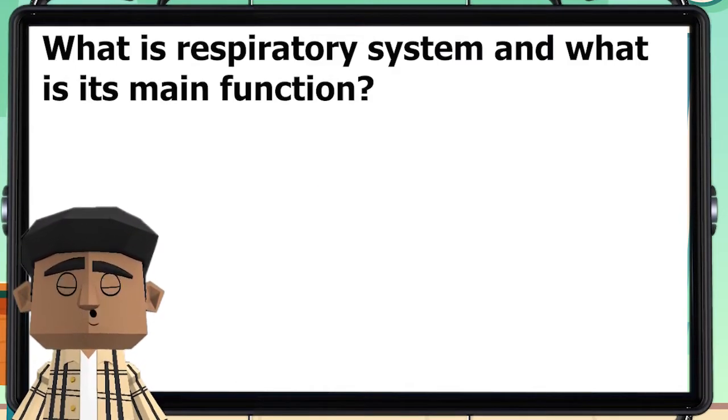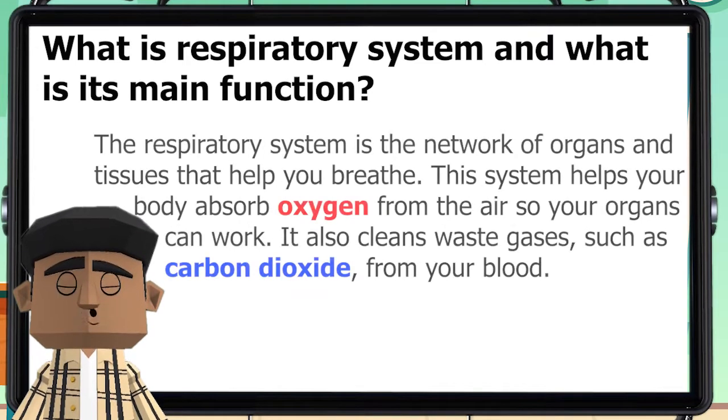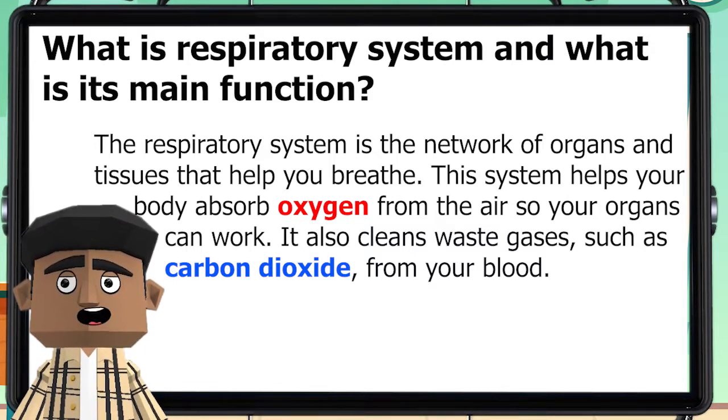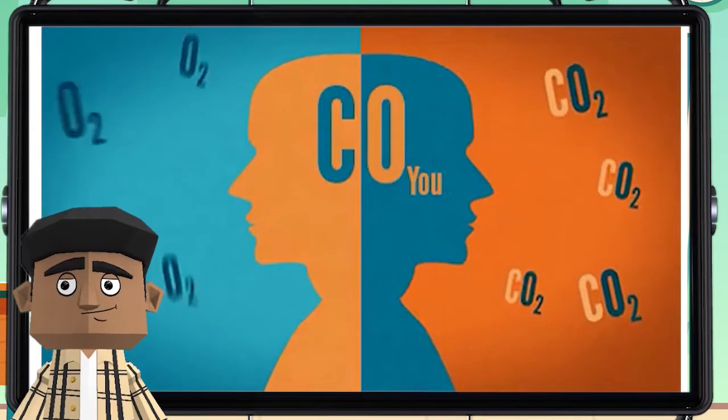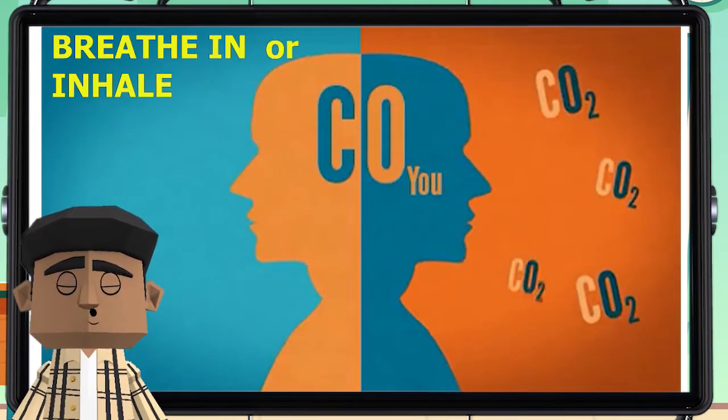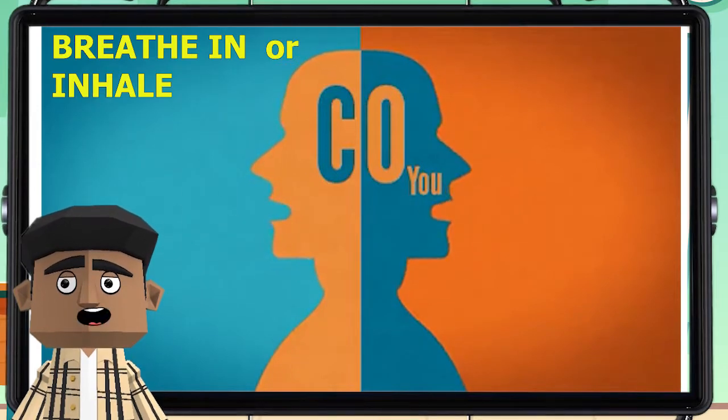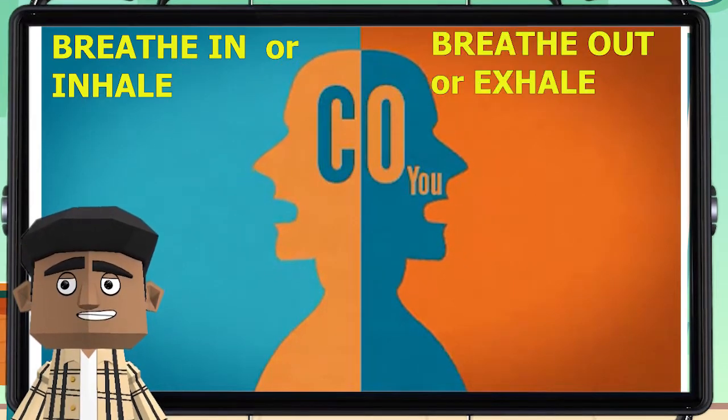But what really is the respiratory system and what is its main function? Do you have any idea? Great! The respiratory system is the network of organs and tissues that help you breathe. This system helps your body absorb oxygen from the air so your organs can work. It also cleans waste gases such as carbon dioxide from your blood. As we can see in this illustration, to the left, we breathe in or inhale oxygen, and to the right of the illustration, we breathe out or exhale carbon dioxide.